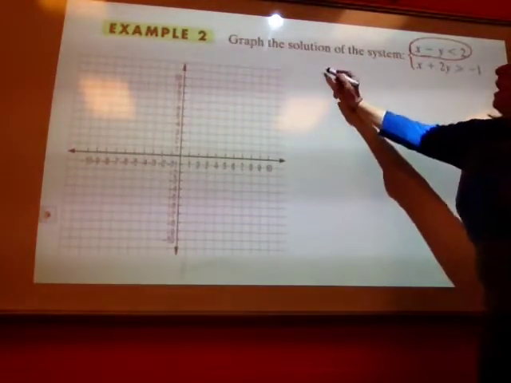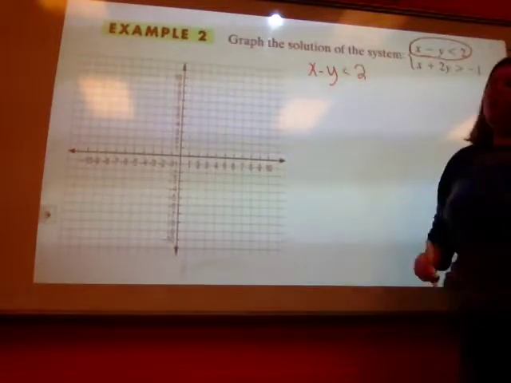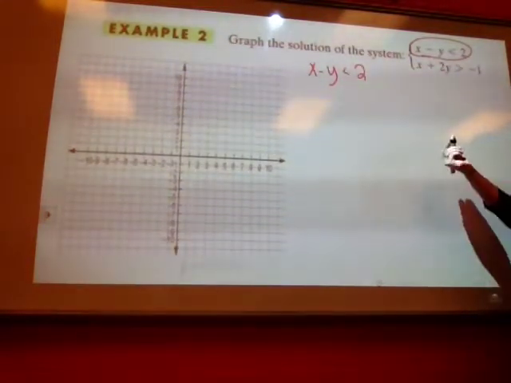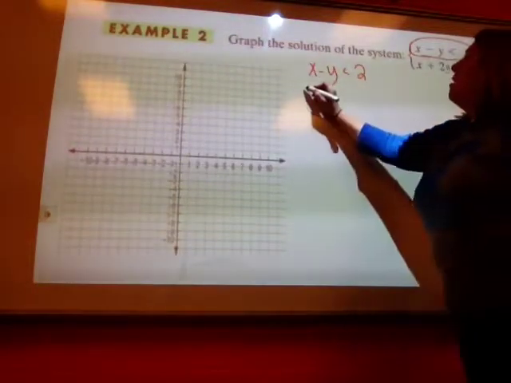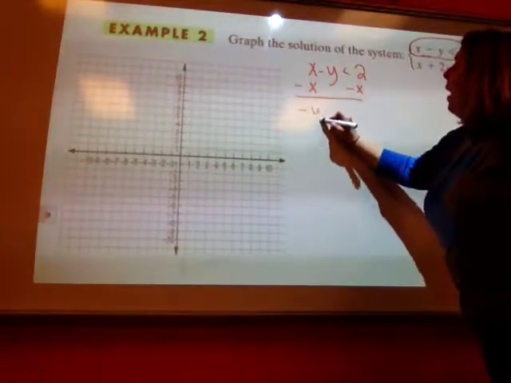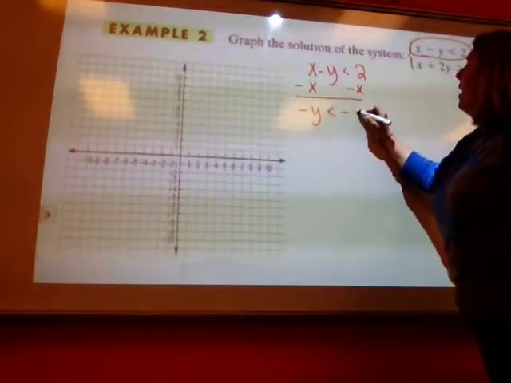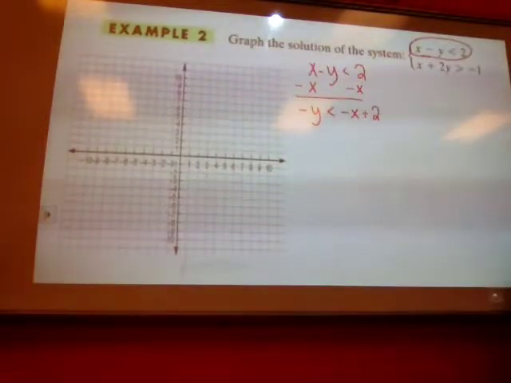Alright. I can't just graph x minus y is less than 2. What's the first thing I need to do? Slope-intercept form, right? So I'm going to subtract an x from both sides. Negative y is now less than a negative x plus 2. Everybody agree?